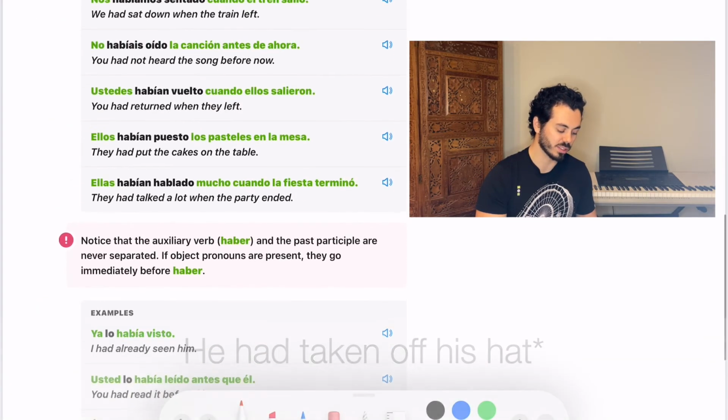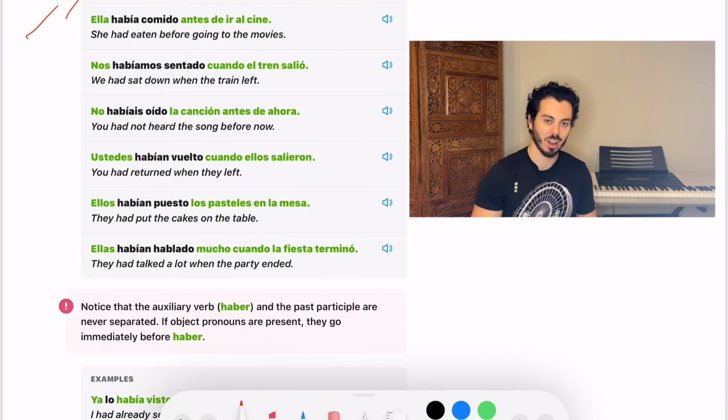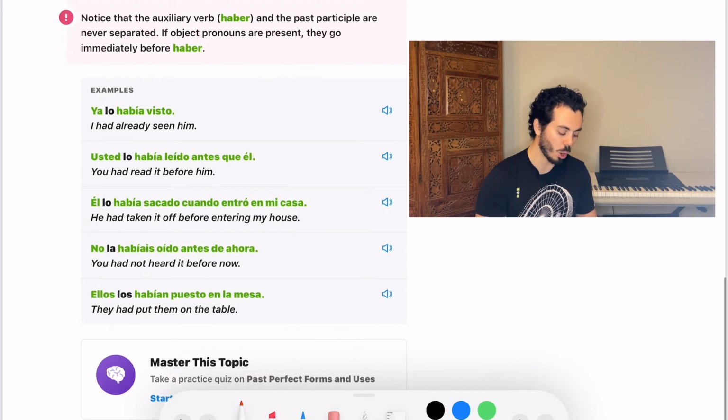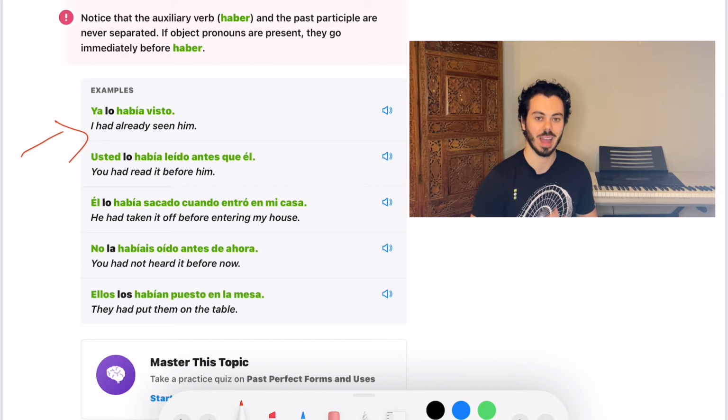So as you can see, it's not super clear that they're always in the past tense, and I'm sure there's better examples. I'm feeling like these examples are not the best. "Ustedes habían vuelto cuando ellos salieron." "Ya lo había visto." I had already seen him. So if we want to make this a little bit longer, you could say, "ya lo había visto cuando entré en su casa." I had already seen him when I entered his home.